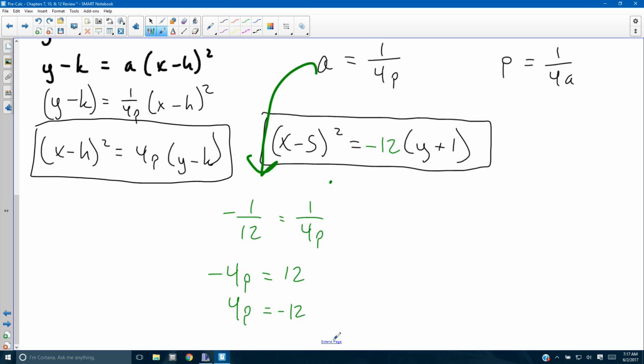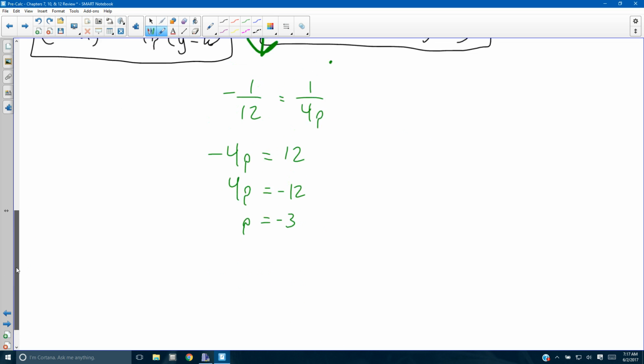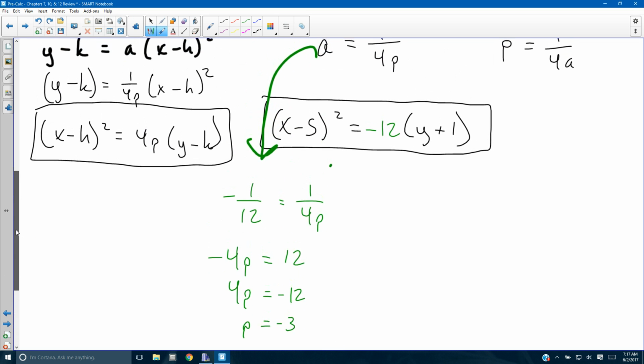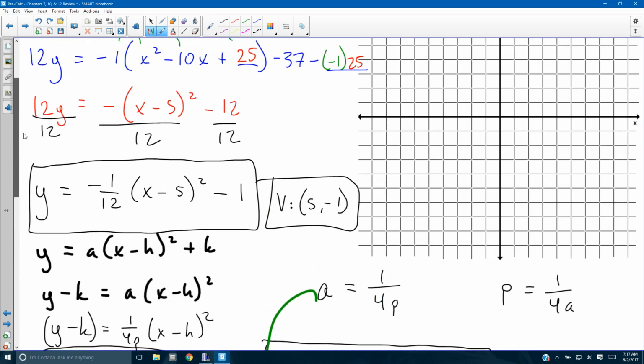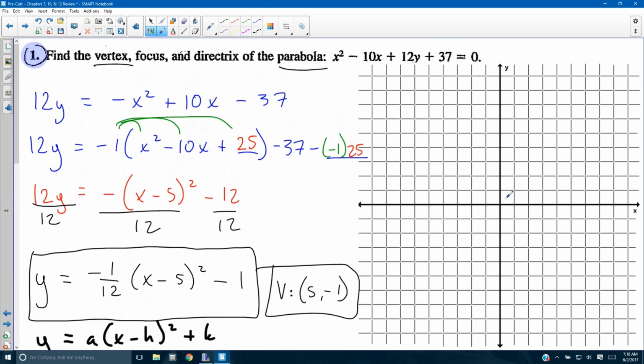Now the p-value is something I still need here. P is negative 3. P is negative 3 means that the distance from vertex to focus is 3 down. My vertex is at the point 5, negative 1. Over 5, down 1. This is a y equals negative x squared parabola, so my parabola is going downward this way. They did not ask us to graph, so I'm not going to draw a perfect graph, but I will give you the example of the graph here.